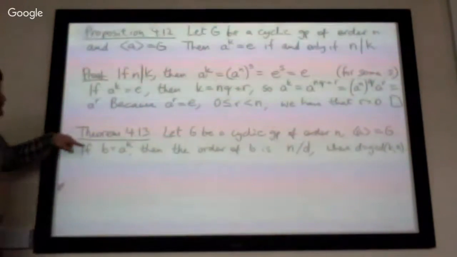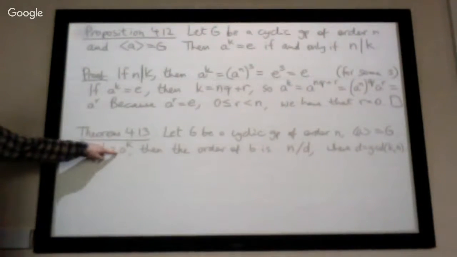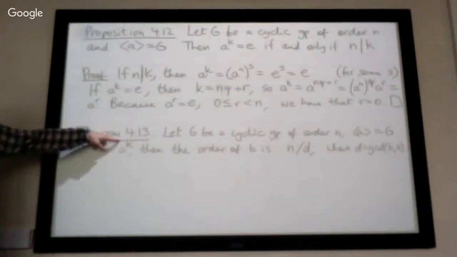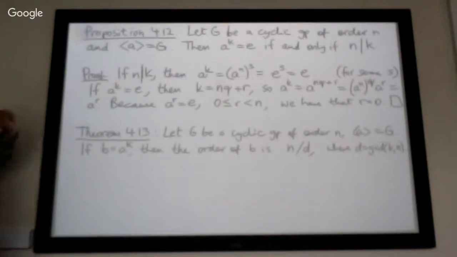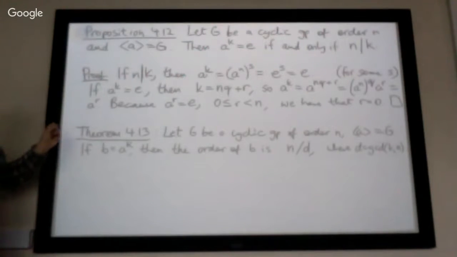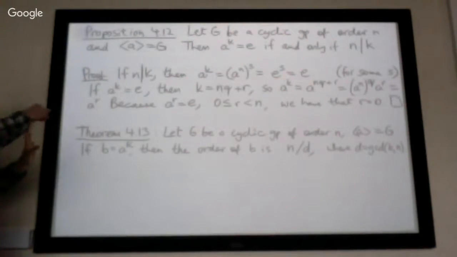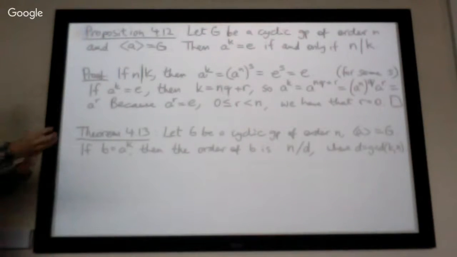It gives you the order of this element. Okay, let's think about it. Let's take Z6, that's an example. 1 is a generator, so the order of 1 has to be 6. We get 1, 2, 3, 4, 5, and then it jumps to 0 as its 6th iteration.